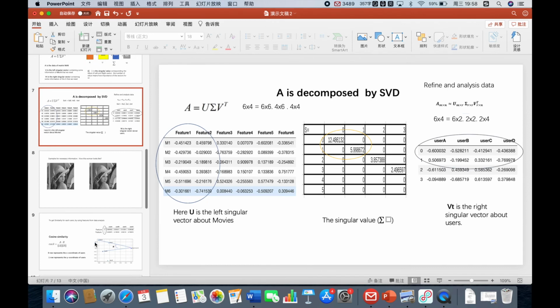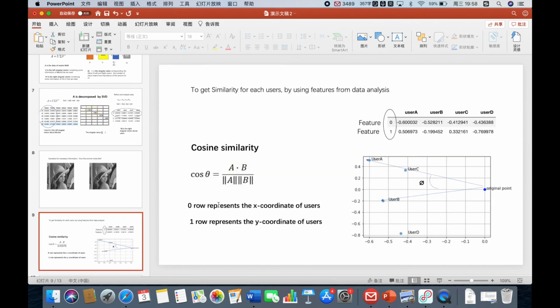So why am I going to talk about this? You can see here some information about the users. This is the first two features about the users. So it means we can just use them, and we don't need to use the others.